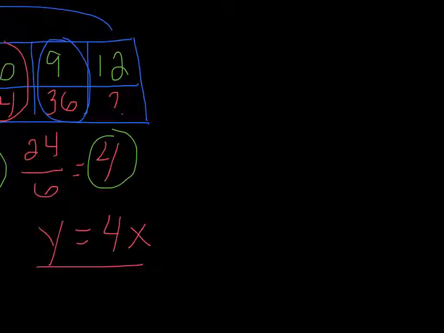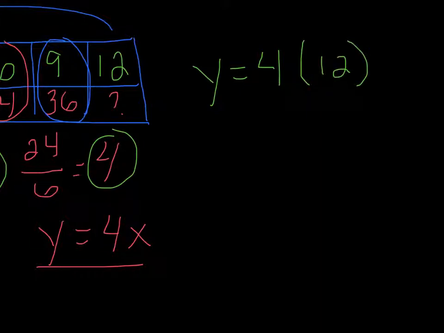So I rewrite my formula. Y equals 4 times, and I put a parentheses, times 12. Because we replace the x, I grab the x and I ball it up and throw it away in the garbage. And I replace it with the number 12.